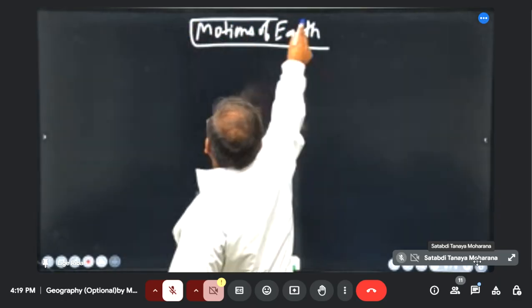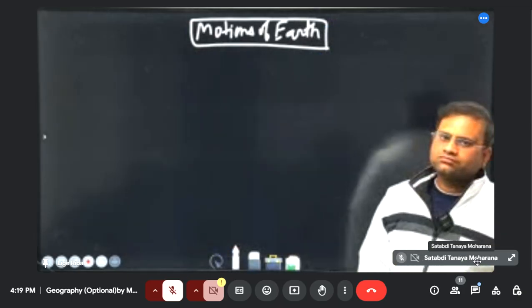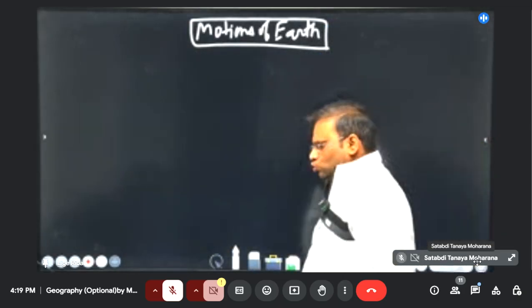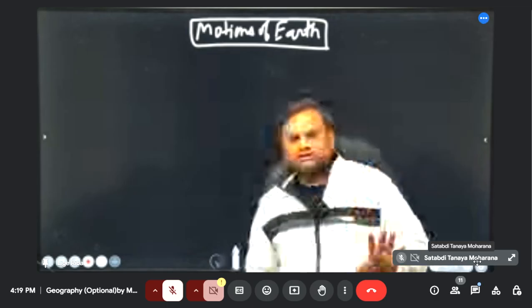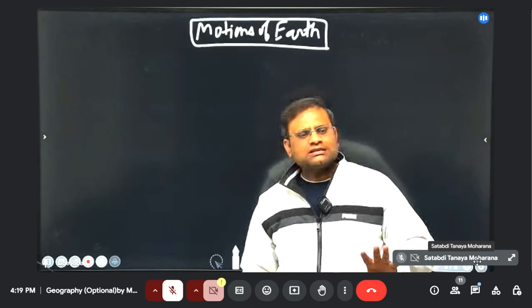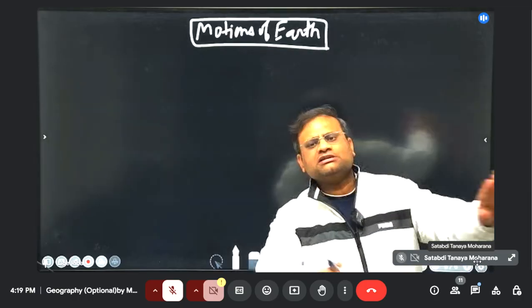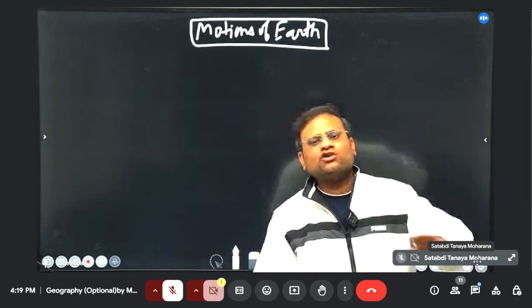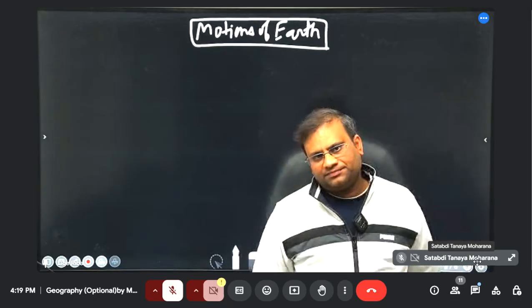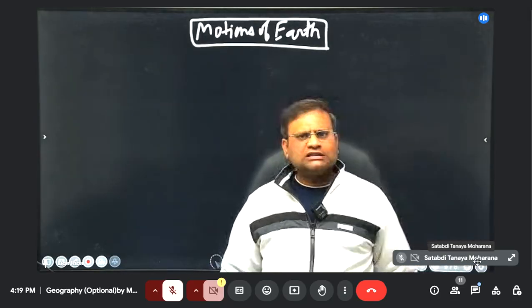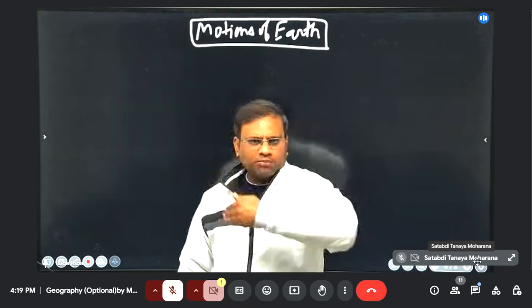Motions of Earth. So Earth actually has 5 motions. 2 motions are of the solar system and of the galaxy. Actually, our solar system itself is moving along the center of the galaxy. That is called a galactic year. So it takes more than 70 million years to make one complete revolution.